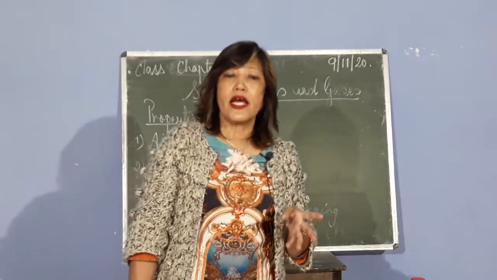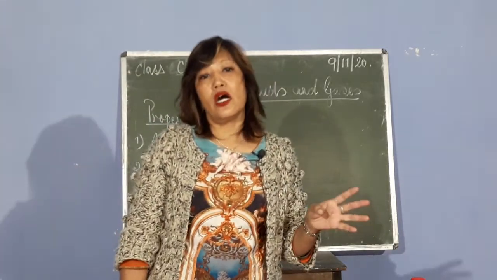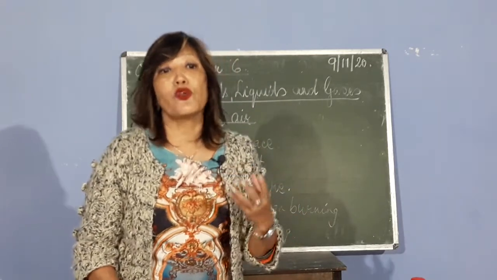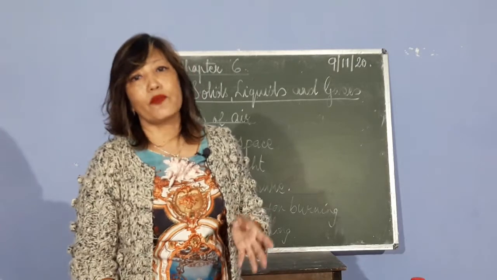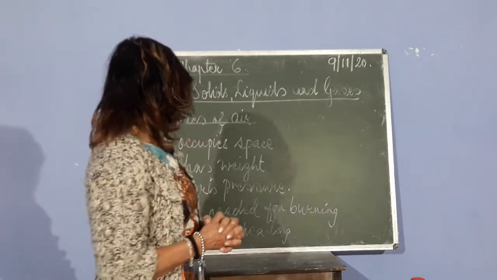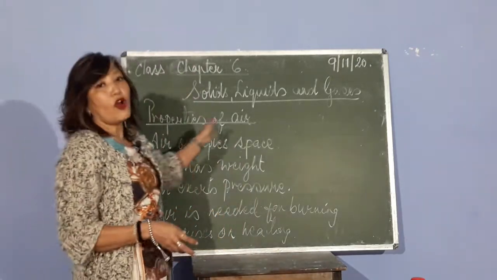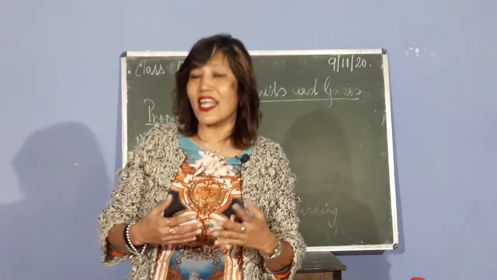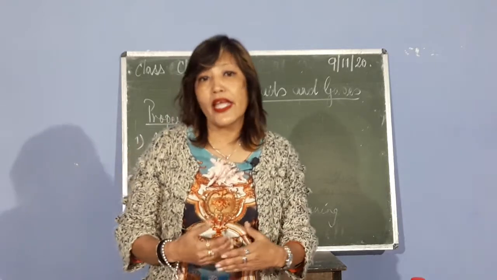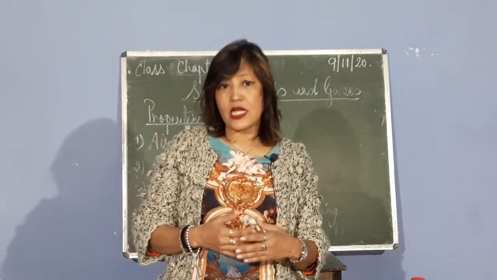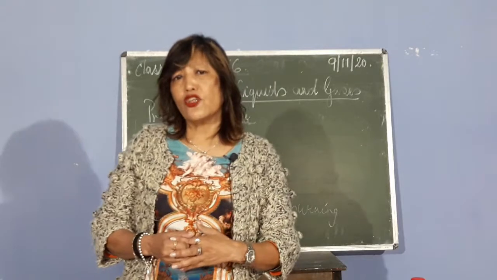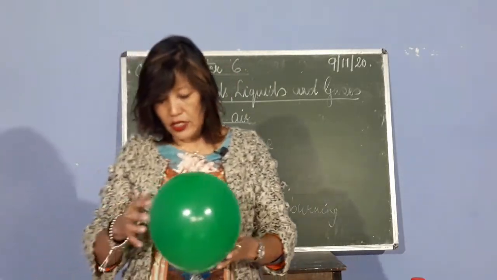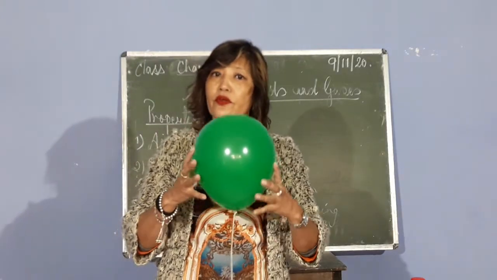Today I just want to show you 3 activities which will make you understand clearly the properties of air. The first one: air occupies space. I have already told you we cannot see air, so how do we know that air occupies space? To prove that, you just need a balloon, which I have already got here. This is a balloon.